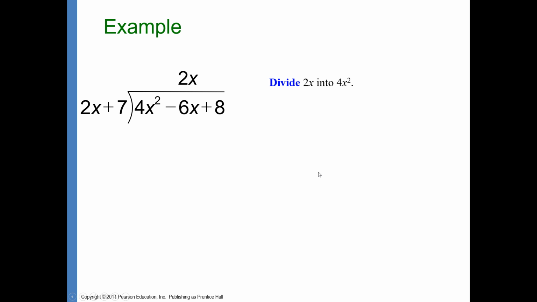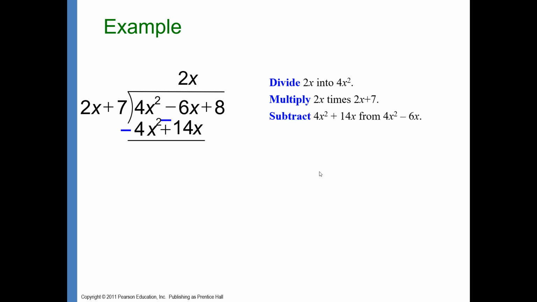Let's try another one. How about this guy? Now you guys walk me through the steps. What am I doing first? Okay, 2x, divide 2x into 4x squared. What's the answer? 2x. Okay, now what? Multiply and subtract. Good. So distribute, subtract, and of course those leading terms cancel. What am I left with here?